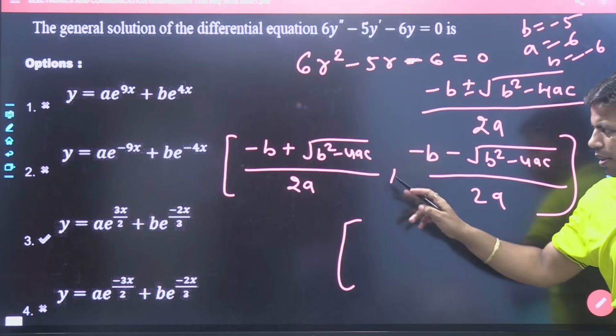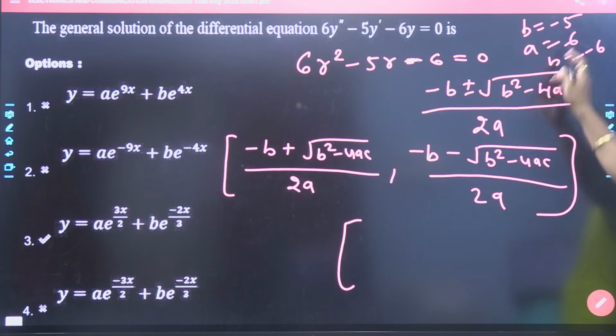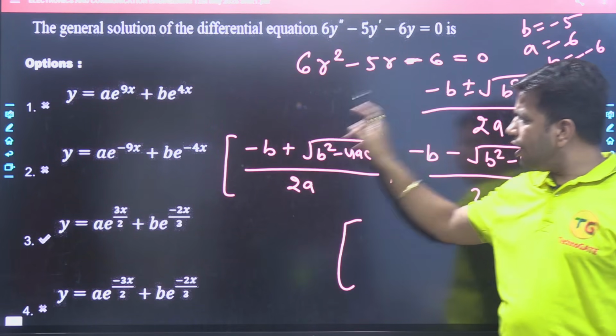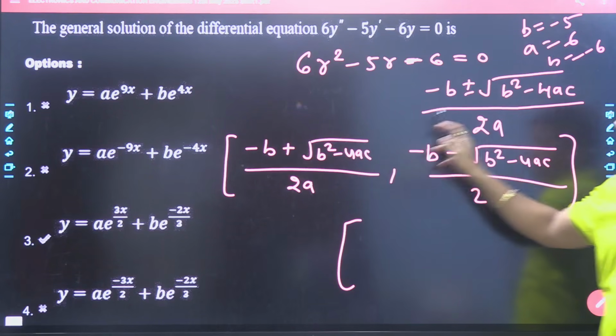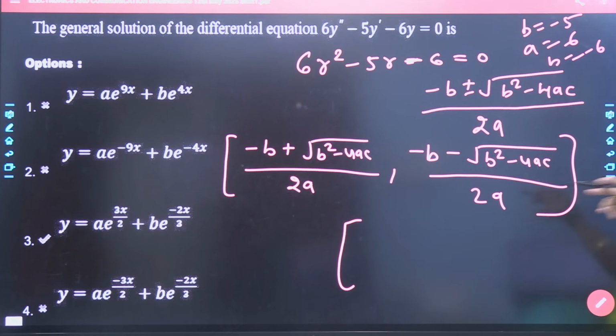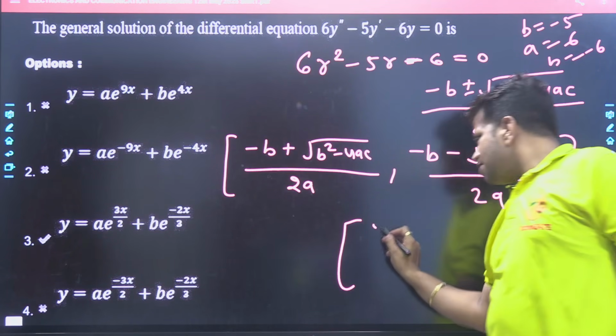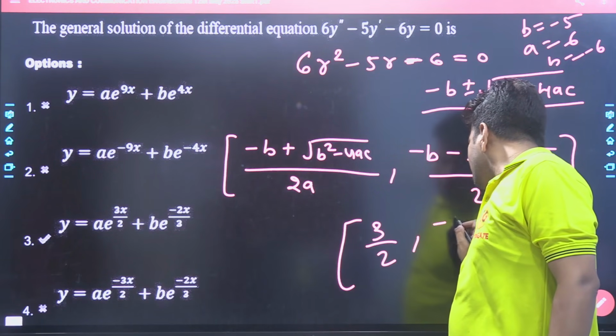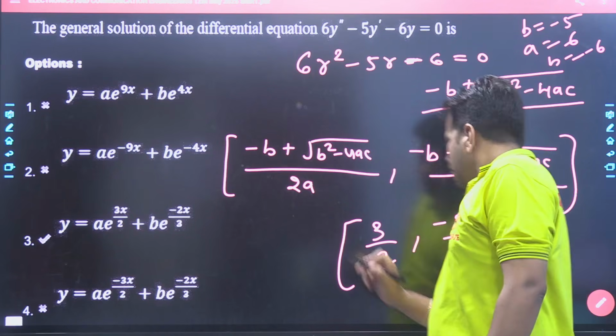So on solving this, you got minus 5. So here you need to put the value of b, then square root. Then you got the result as what? First is 3 by 2 and the other is minus 2 by 3. These two roots are there.